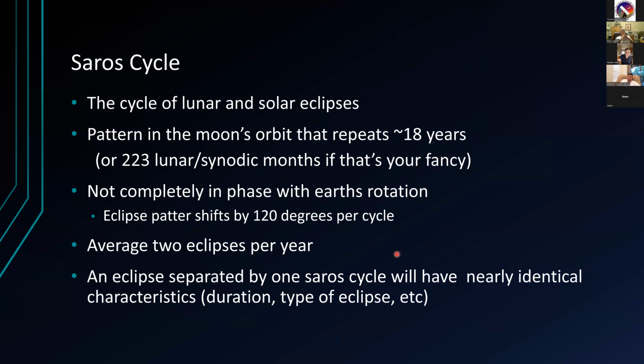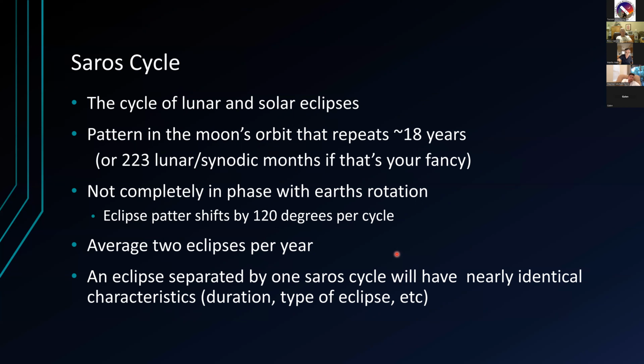This cycle defines a series of solar and lunar eclipses, and it repeats every 18 years. So at the beginning of a second Saros cycle, you will see an eclipse very similar to one at the beginning of the first Saros cycle. So it's just a repeating pattern in the orbits, which makes these eclipses very predictable.